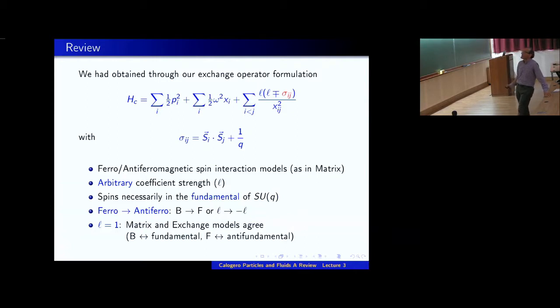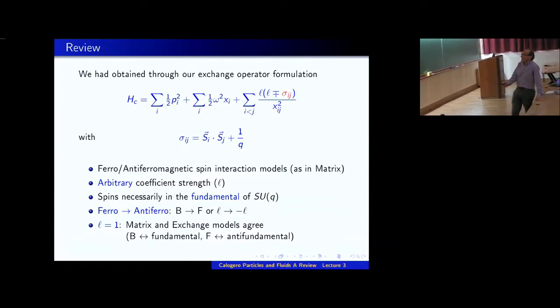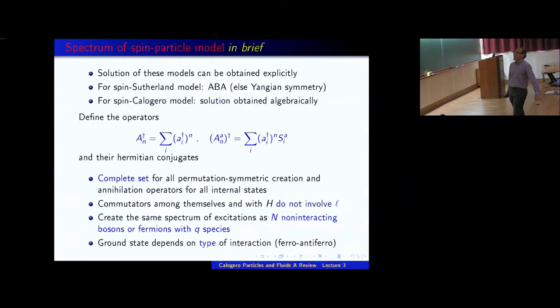This coefficient L is arbitrary in this formulation. It has nothing to do with any group theory or anything else. And therefore, it can be taken to have any value, which will be important. Specifically, for the value L equal 1, this model is one of the models that we also derived from the matrix formulation when the fundamental or the anti-fundamental realization of the angular momentum was chosen. But that's not going to be too important for us.